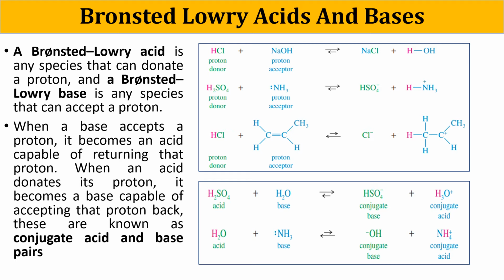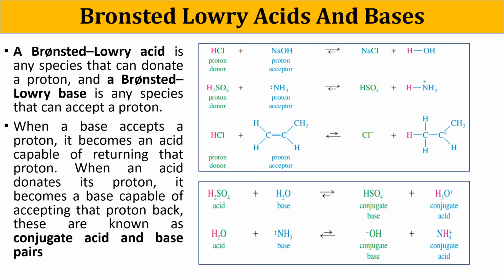In addition to Arrhenius acids and bases, the Bronsted-Lowry definition includes bases that have no hydroxide ion yet can accept protons. Consider the following example of an acid donating a proton to a base. NaOH is a base under either the Arrhenius or Bronsted-Lowry definition. The other three are Bronsted-Lowry bases but not Arrhenius bases because they have no hydroxide ion. When a base accepts a proton, it becomes an acid capable of returning that proton. When an acid donates its proton, it becomes a base capable of accepting that proton back.